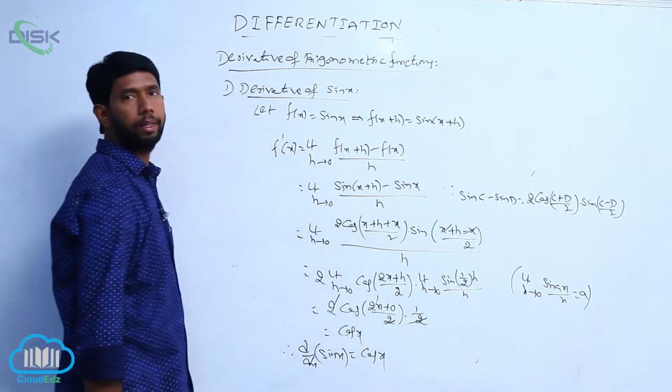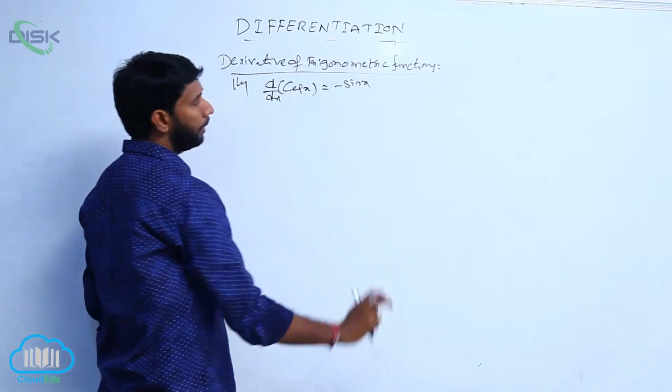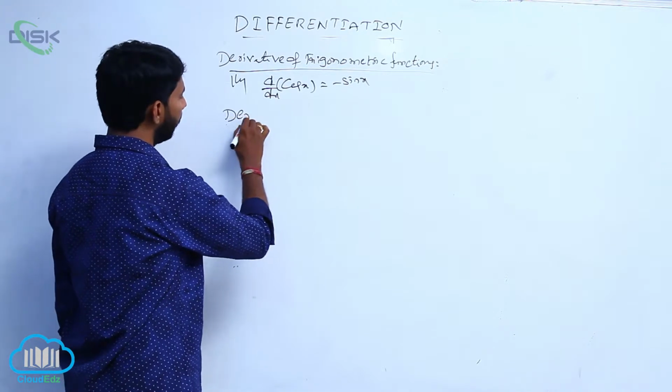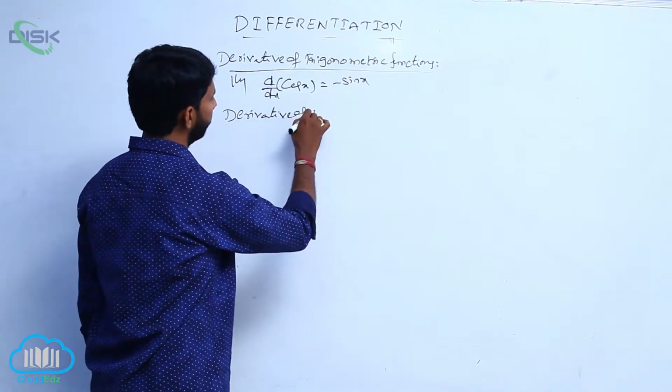d by dx of sin x is equal to cos x. Similarly, d by dx of cos x is equal to minus sin x. And next one, derivative of tan x.